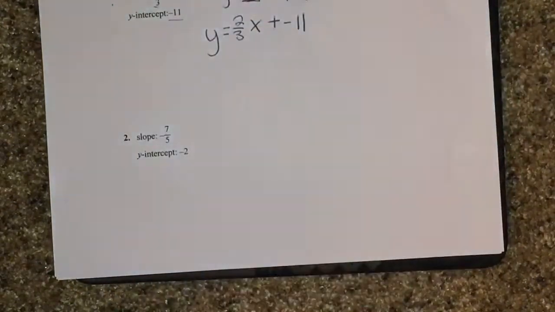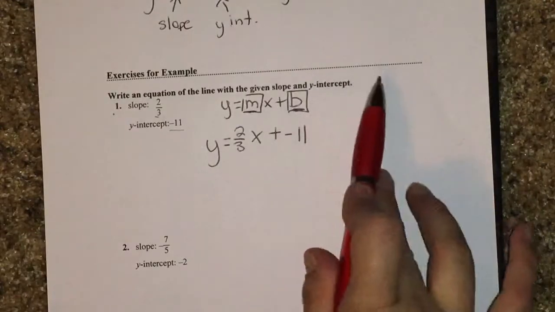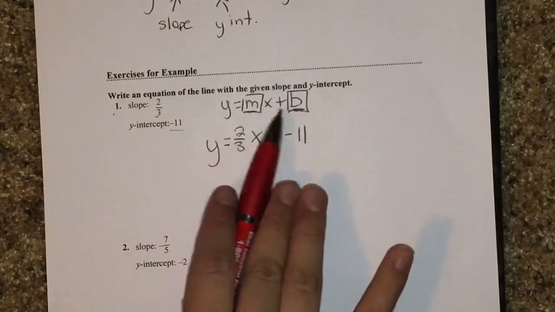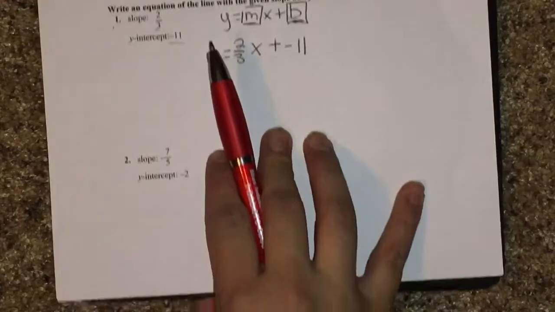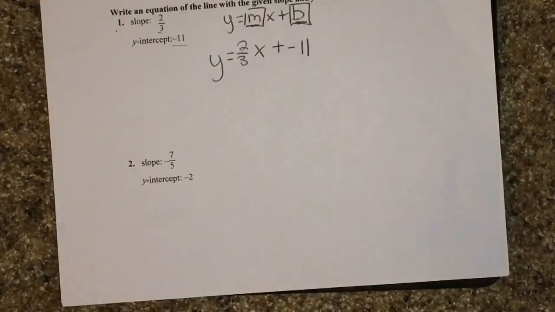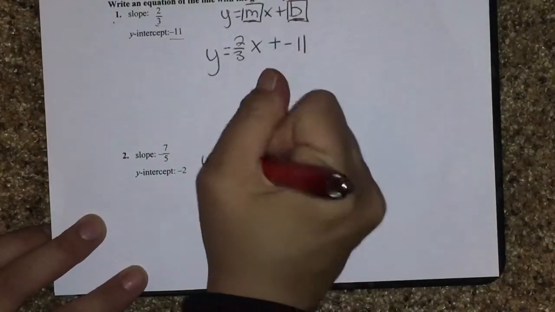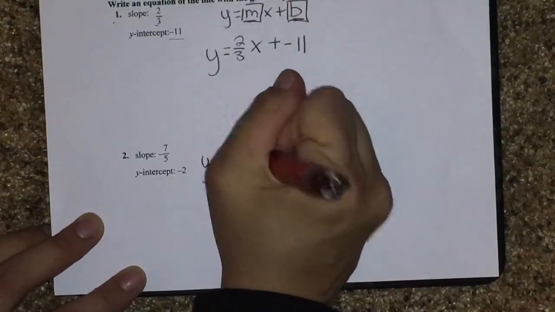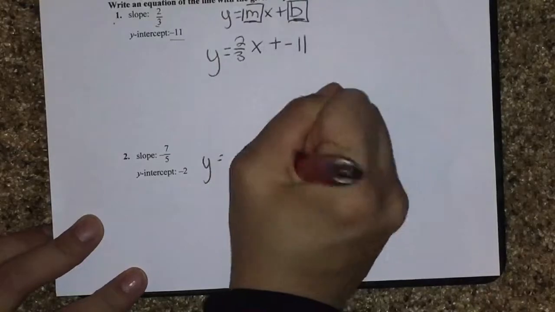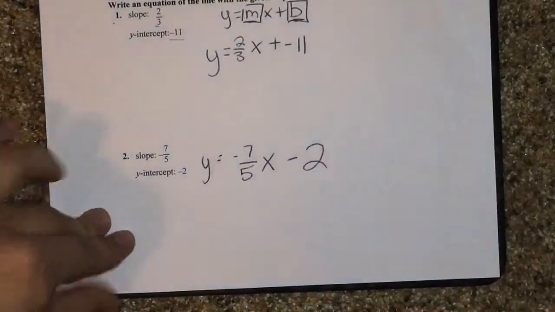Again, you are replacing m and b. Anytime you want to write the equation of a line, you are replacing m and b, the slope and the y-intercept. So moving on to number 2, this should get simpler and simpler. y is equal to my slope, -7/5 x minus 2.